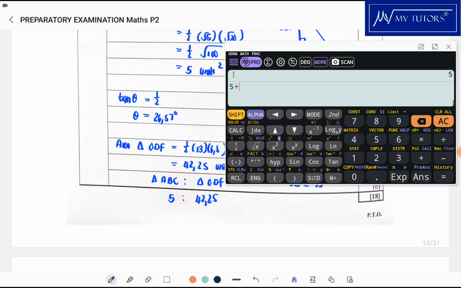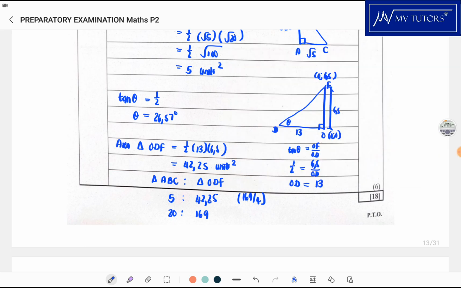So it's basically 20 is to 169. Remember 42.25 is like 169 divided by 4. And if I take that 4 to the other side, I have basically 20 is to 169. So it's just to avoid having the decimals. Okay, I hope it makes sense. So that is the ratio, 20 is to 169. Or 5 is to 42.25, or you can say 1 is to 42.25 divided by 5. But I think this should be fine. And that's it for question 4.